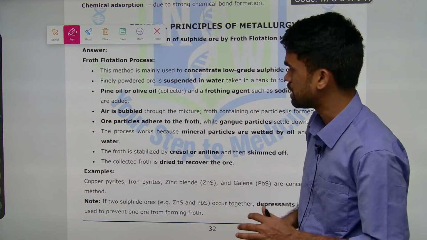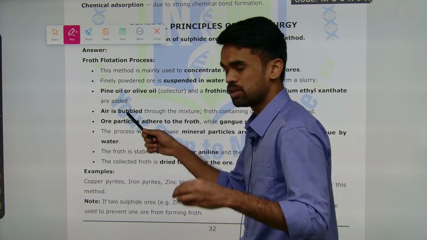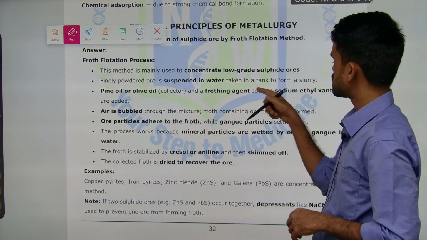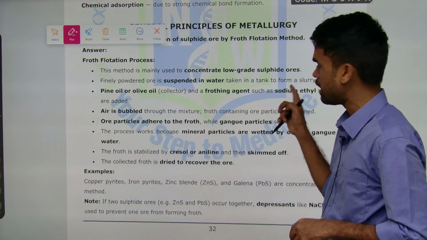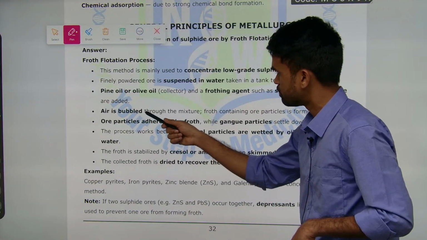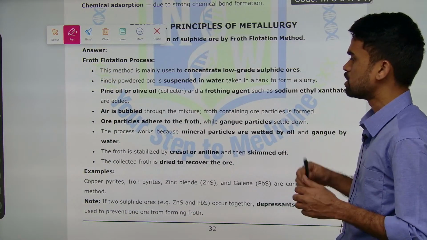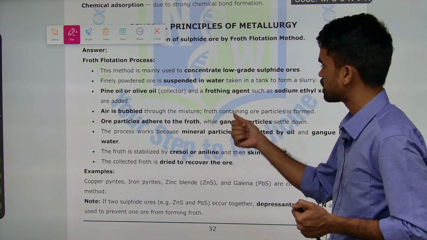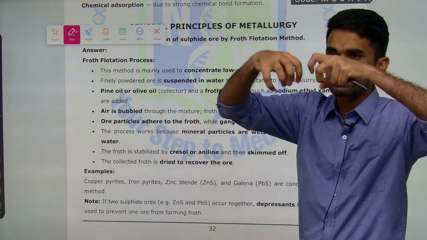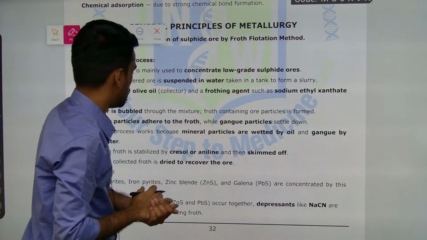Then after that we need to pass air so that air is bubbled through the mixture, to this slurry mixture after adding pine oil and sodium ethyl xanthate. So froth containing ore particles is formed. Now we are going to see some froth, some bubble kind of things, on the slurry.